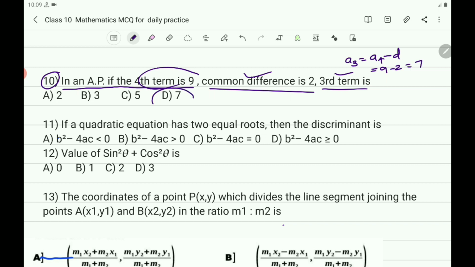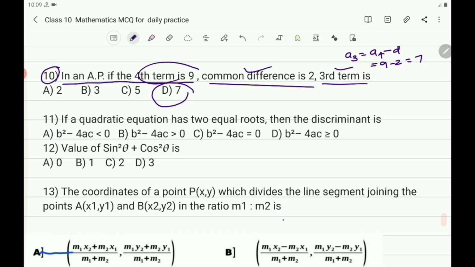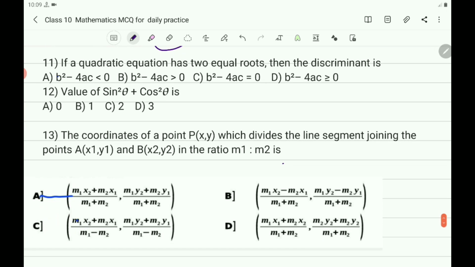What is the answer here? Option D is the answer. Next, take the 11th question. If a quadratic equation has two equal roots, then the discriminant, b square minus 4ac, equals 0. So you take the option b square minus 4ac equals 0, that is option C.